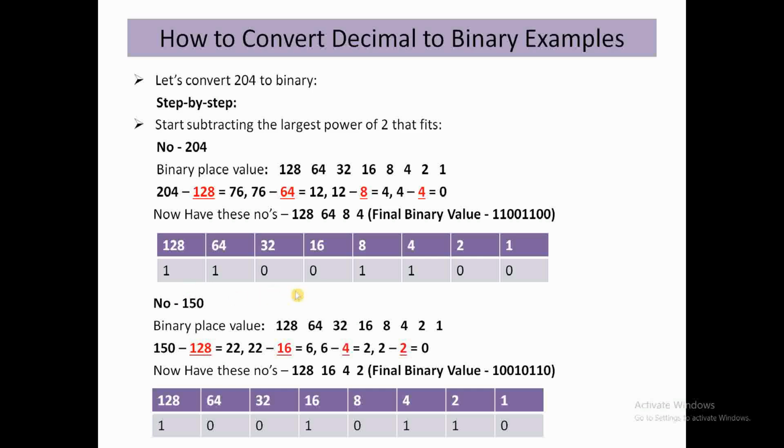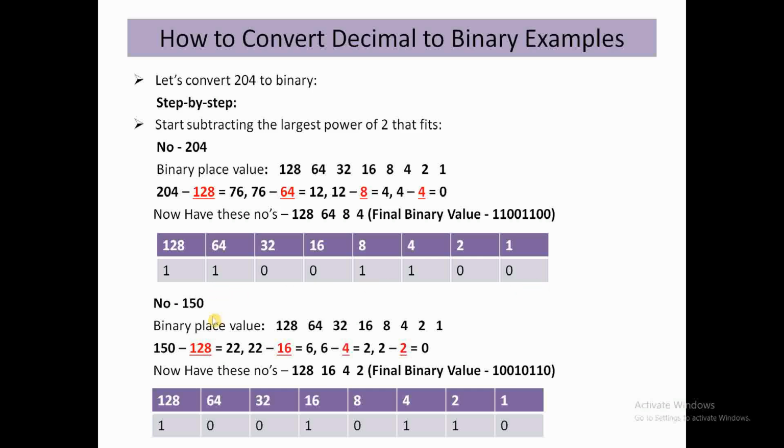And here is the thing, binary works only on 0 and 1. So here is the binary value after conversion of 204. You can see this one example, this is 204, and here is the binary after conversion.